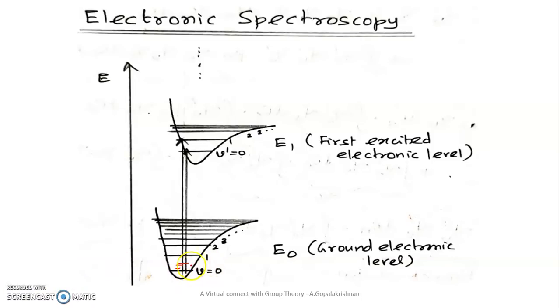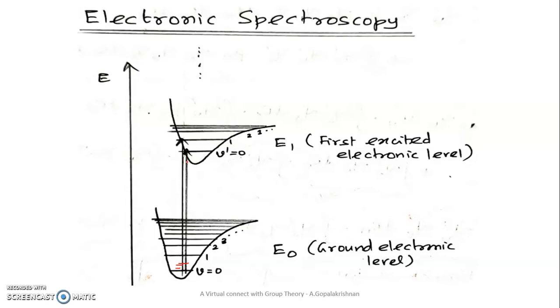So when an electronic transition occurs, when a molecule moves from one electronic level to another electronic level, not only does the electronic transition occur, but along with it vibrational and rotational transitions also occur. Are you able to understand? So an electronic transition is not a pure electronic one. Along with electronic, vibrational and rotational transitions will also occur.